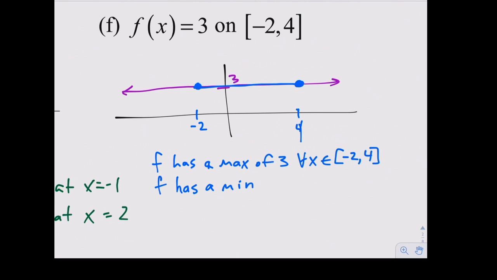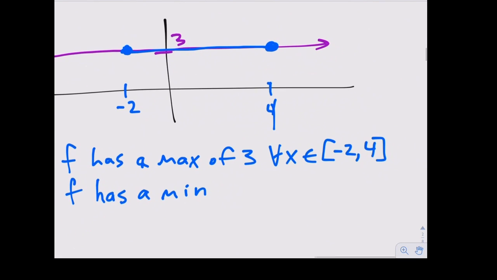If f of x has a maximum of 3 for all values, then certainly, Clark, it can't have a minimum, or can it? It does. What's the minimum? Also 3. You're right. I wanted to make sure you got that.